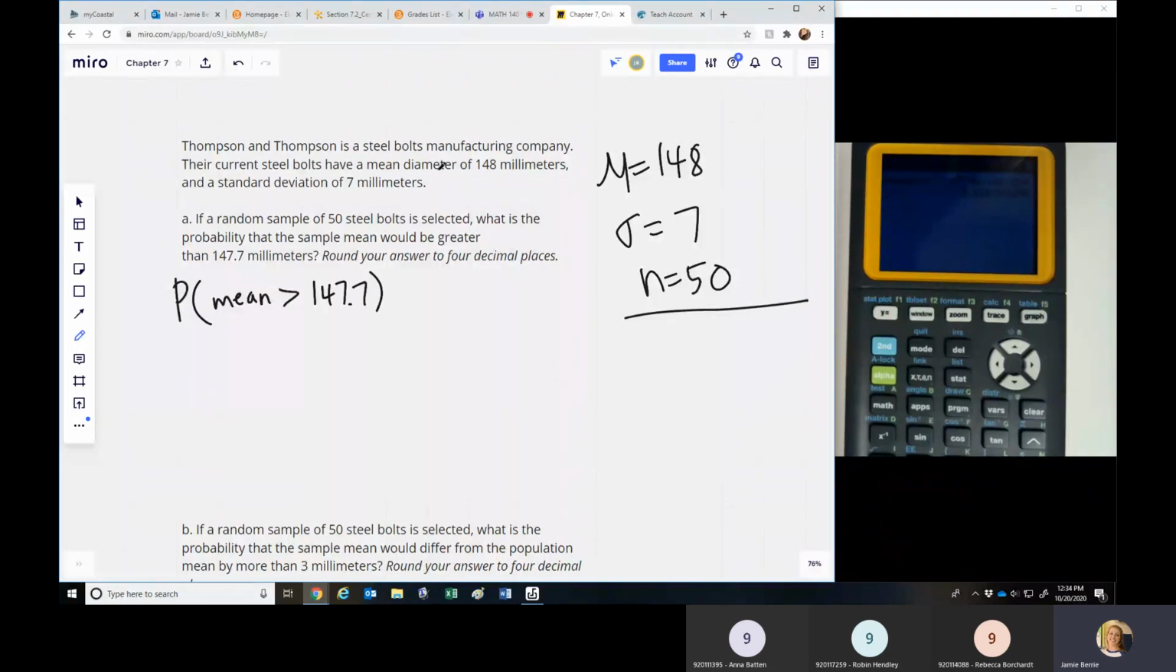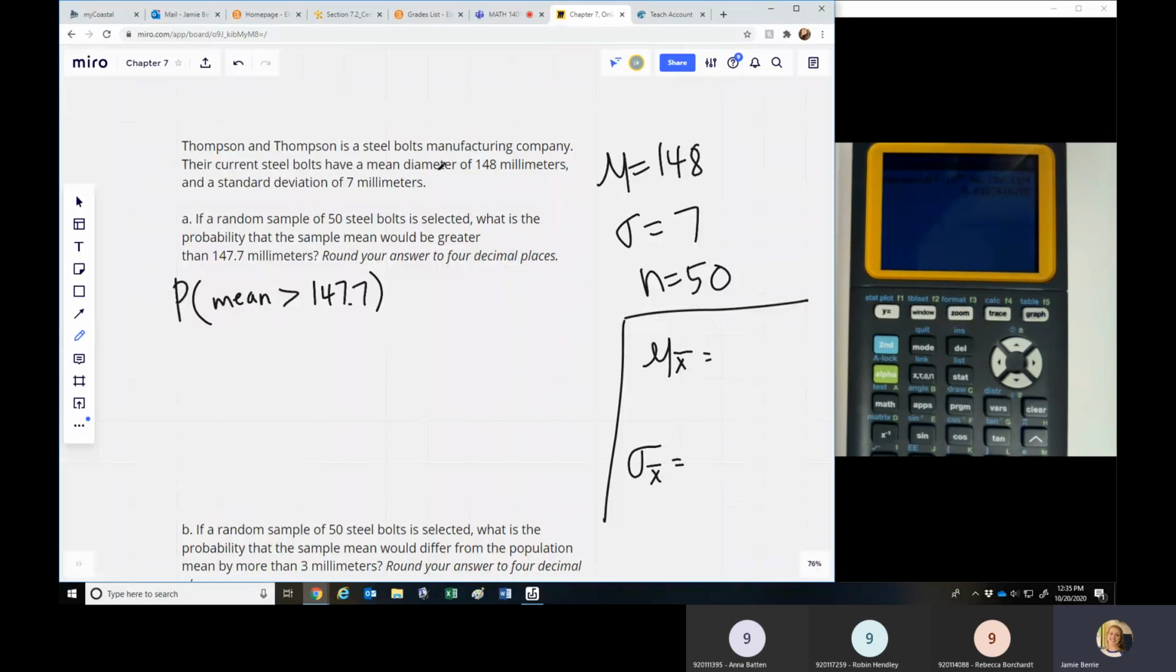All right, so let's go over here to the side. Let's go ahead and calculate our special formulas for the mean of the sampling distribution of sample means and the standard deviation of the sampling distribution of sample means. The mean is just the same as the mean of the population, which is 148. The standard deviation, remember that's going to be equal to sigma over the square root of n, so 7 over square root of 50. We're just going to leave it just like that so we avoid any rounding mistakes.